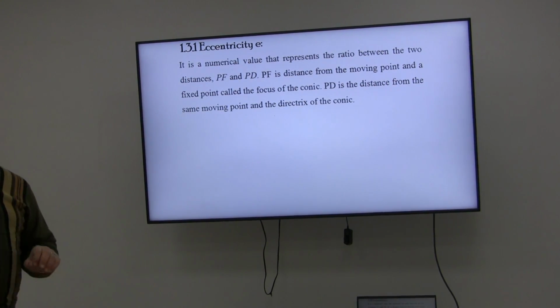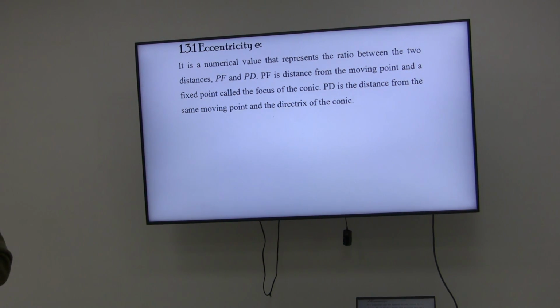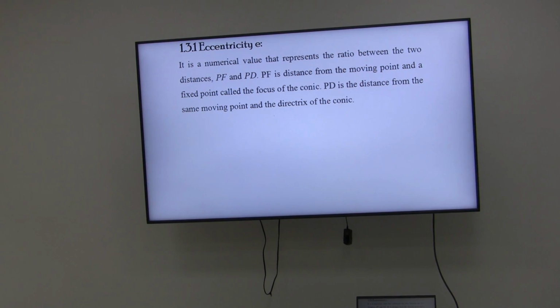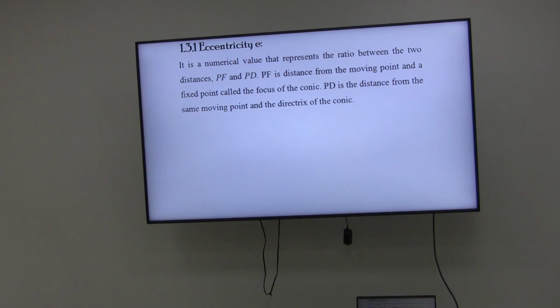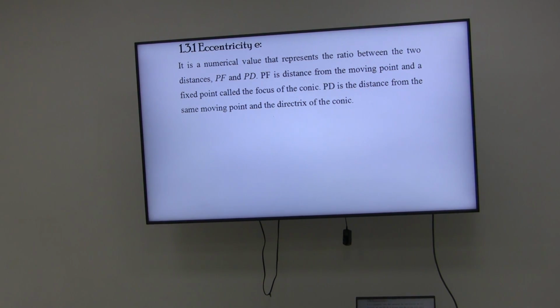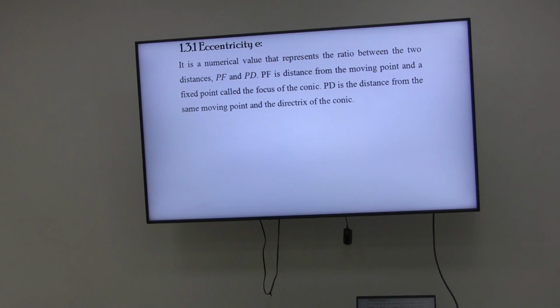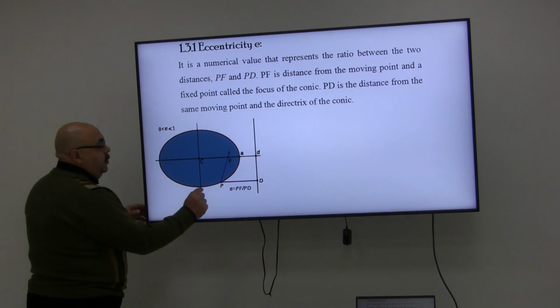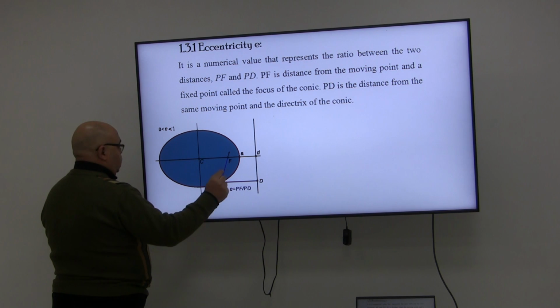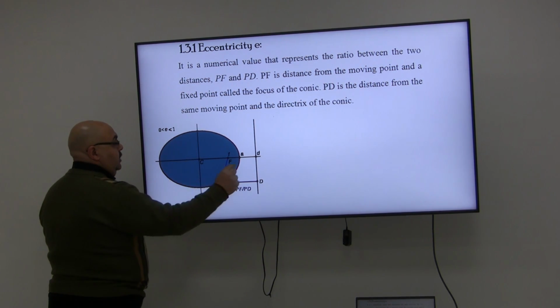Also we can define the eccentricity, which is a ratio actually, and it will be related to the ellipse, parabola or hyperbola. It will be another tool to classify them, which is the eccentricity. This is the shape of an ellipse, as you can see.